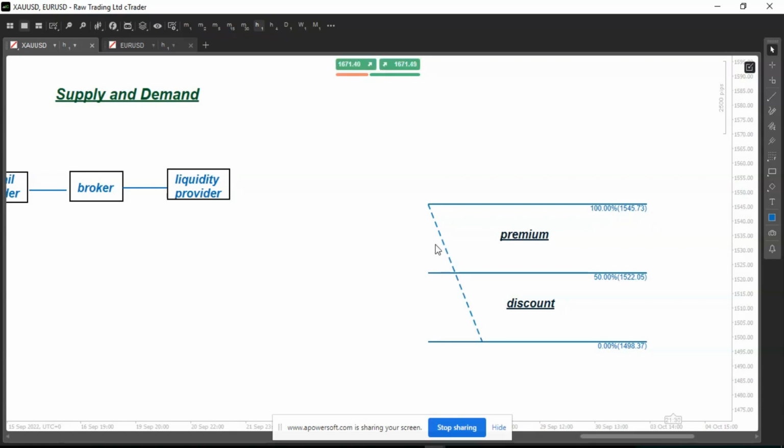Basically, the premium discount theory divides the market into two. That's why we have a 50% level here. We can use a Fibonacci retracement tool to help us identify those levels. This is level 50, which divides the market into two.